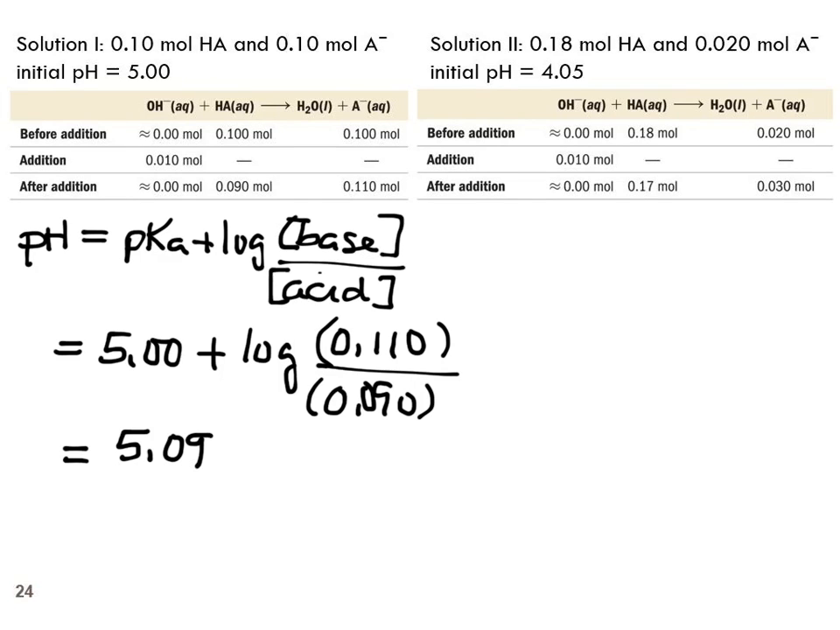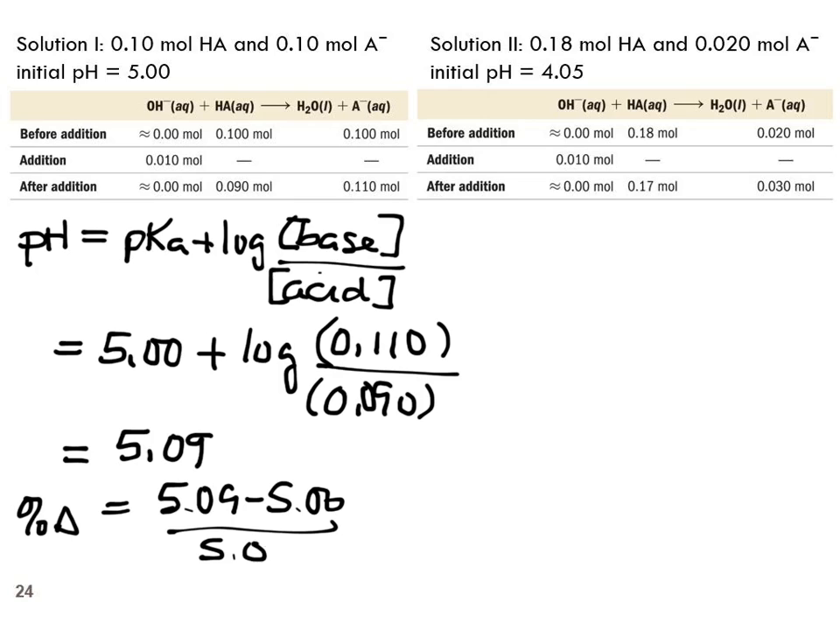Okay, so what is the percent change? It would be the difference between 5.09 and 5. So the percent change is going to be 5.09 minus 5 divided by 5 times 100. So that's going to be 0.09 divided by 5 times 100. 1.8%. Small change.